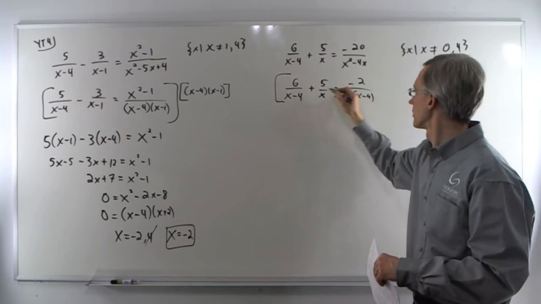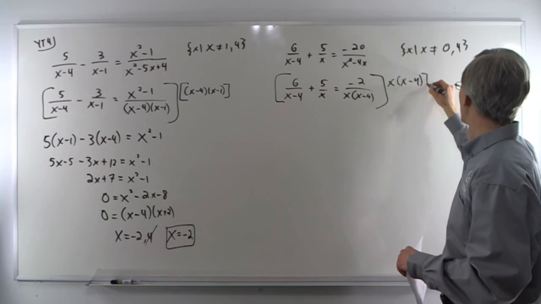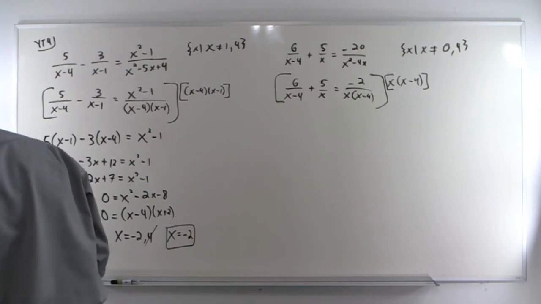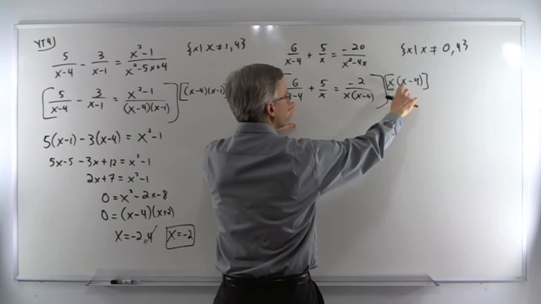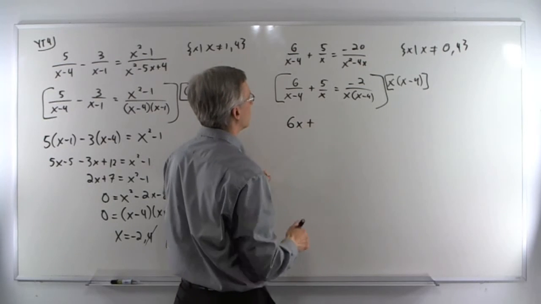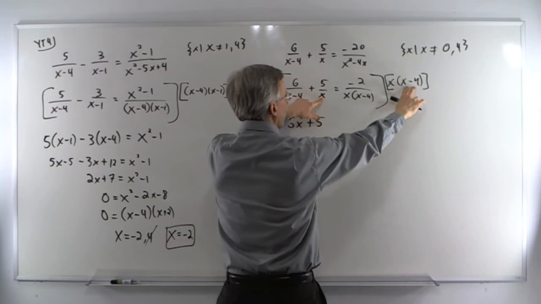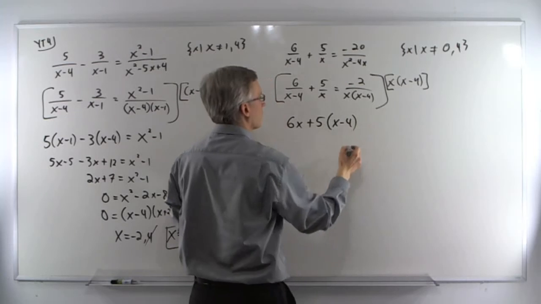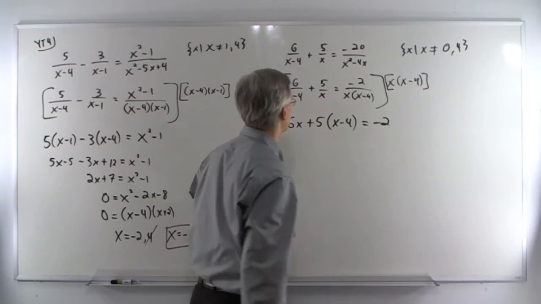So we're going to multiply this entire equation by x times x minus 4. Here, the x minus 4's cancel, leaving just 6 times x. Here, the x's cancel, leaving 5 times x minus 4. And here everything cancels, so we just have equals -2.